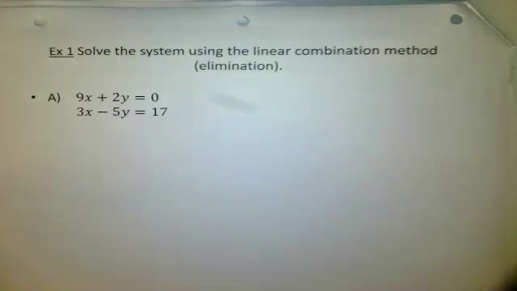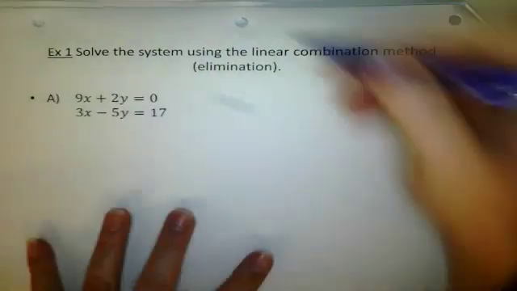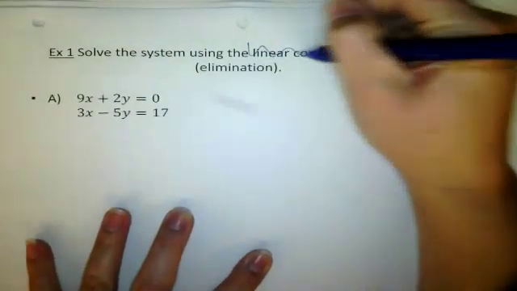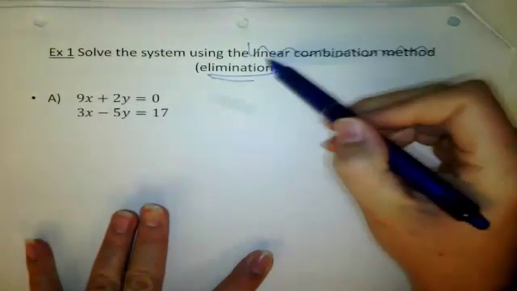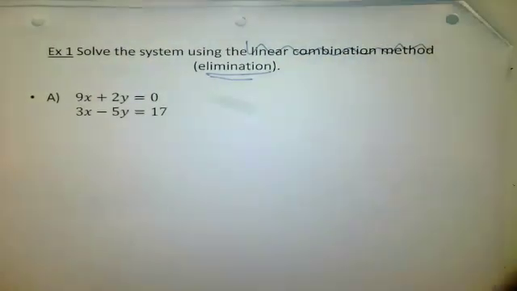Example 1. Solve the system using the linear combination method. You don't need to write that. Using elimination. This is the words out of the book. Most teachers just use elimination to describe the method. Solve the system using elimination.